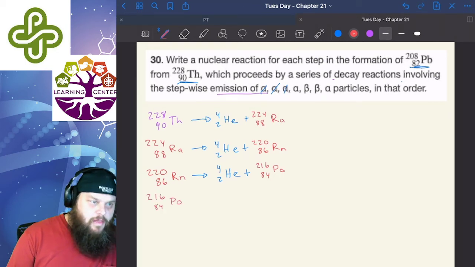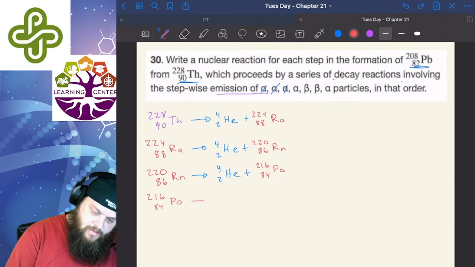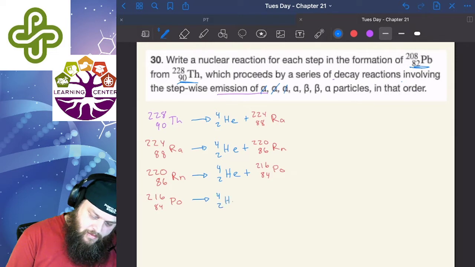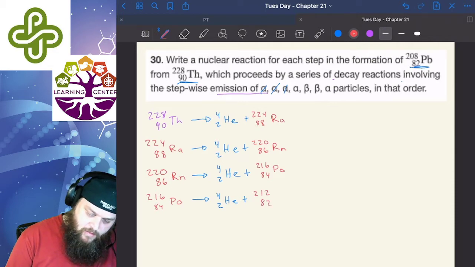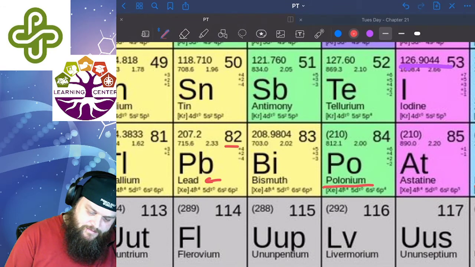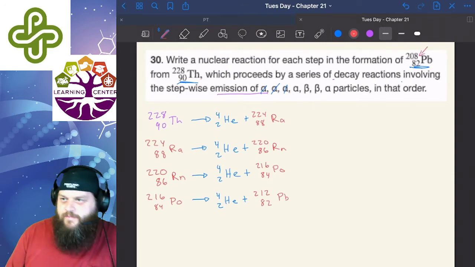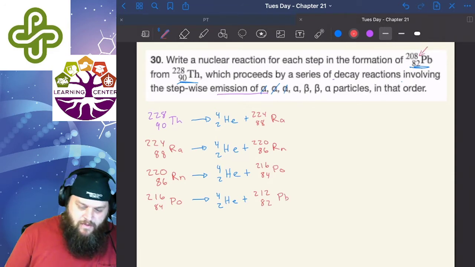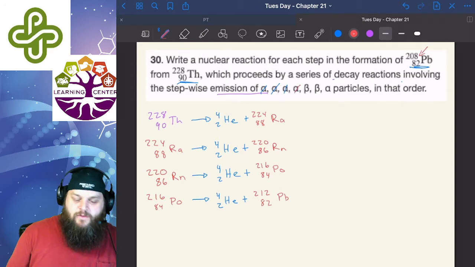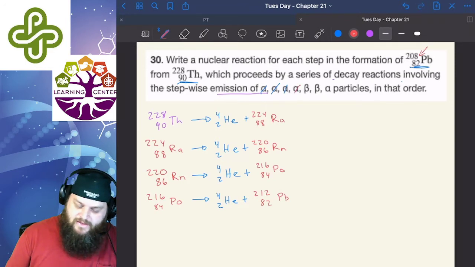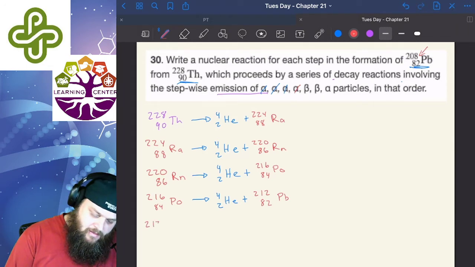Po then is going to decay, emitting another alpha particle, which will give us 212 and 82. So 82 was lead. So now we're down to lead, which is what we were looking for. But we wanted lead 208. We have lead 212. And we're not done. We have to emit 2 beta particles and an alpha particle again. So let's see what happens when we do that. 212, 82.